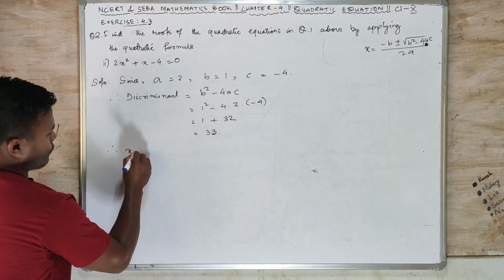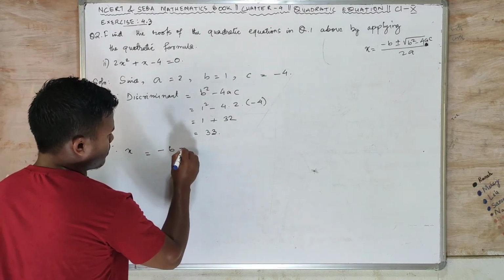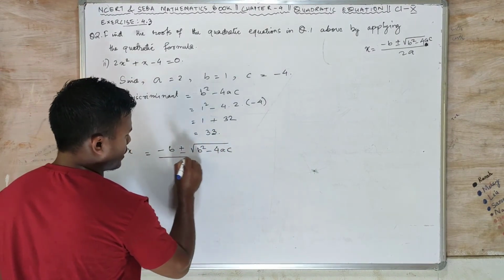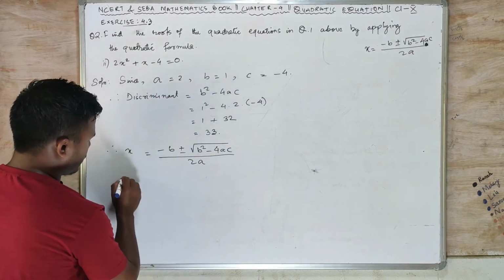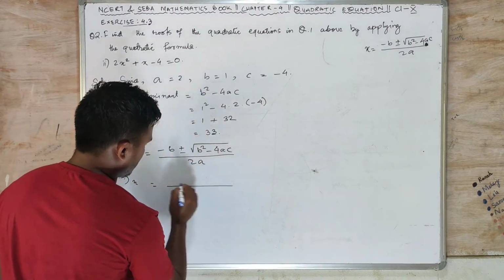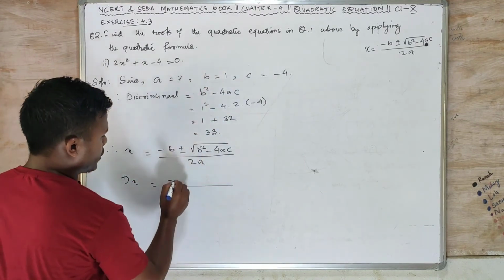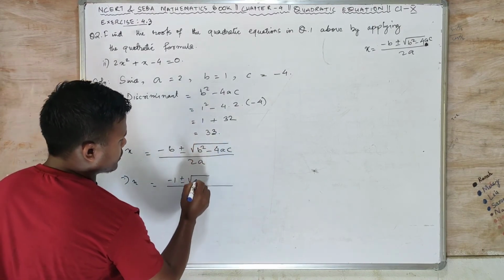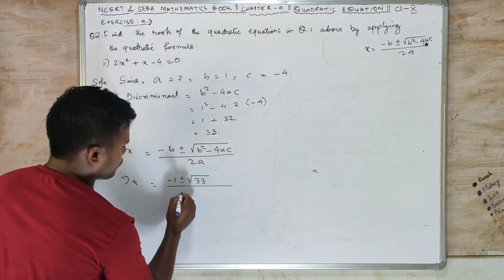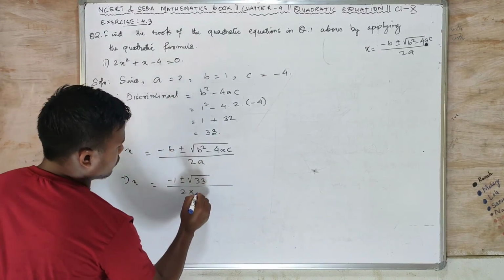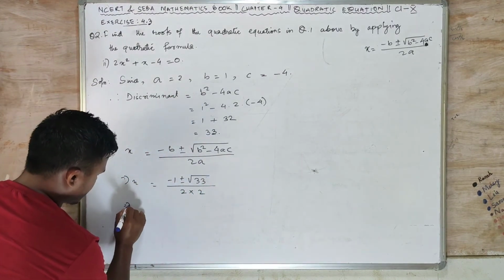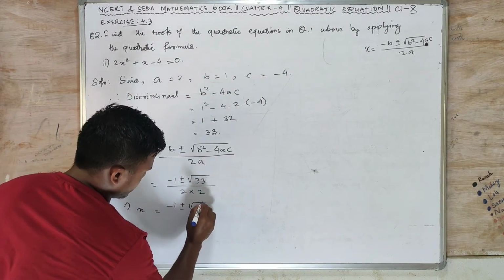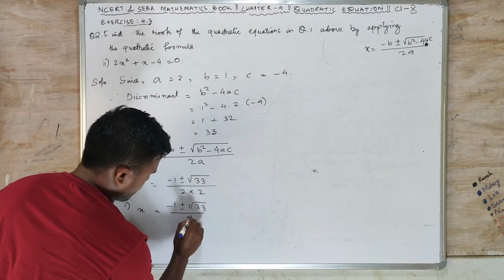So I use a quadratic formula, x equal to minus b plus minus square root over b square minus 4ac divided by 2a. Then put the value: x equal to minus, what is your b value? B is 1, plus minus square root over b square minus 4ac value is 33, and then 2a. What is your a value? A value is 2. X is equal to minus 1 plus minus root over 33 by 4.